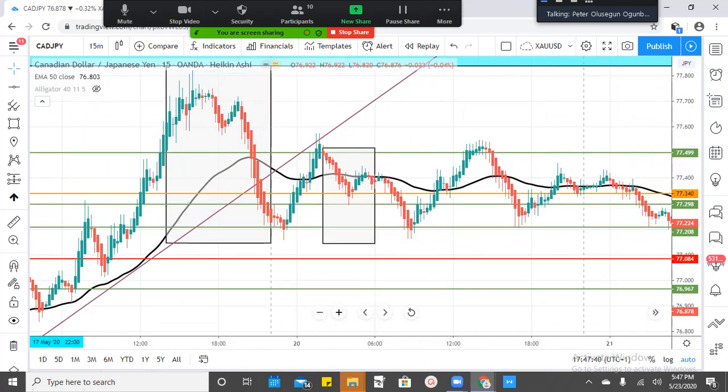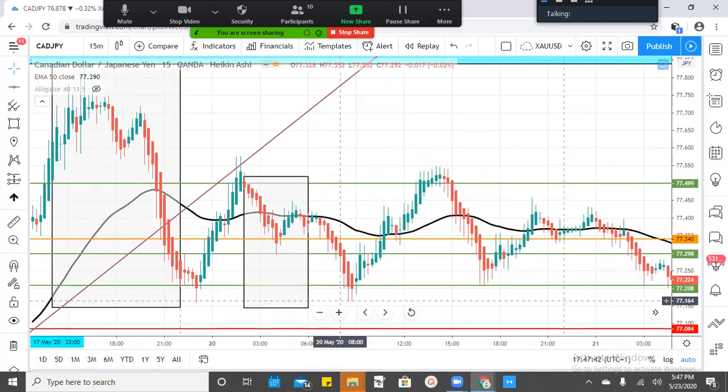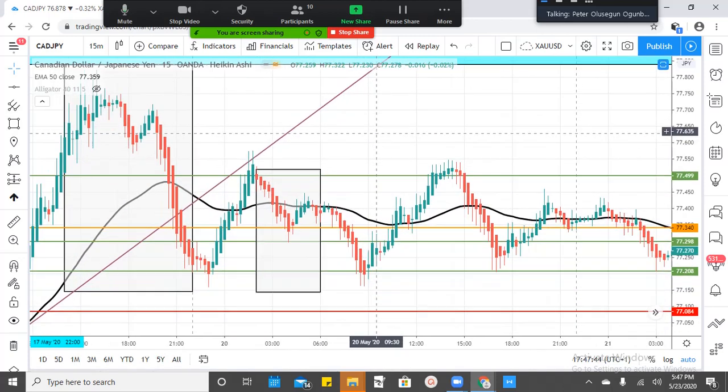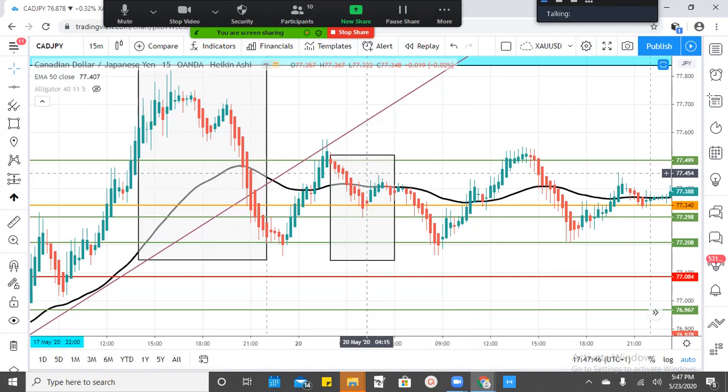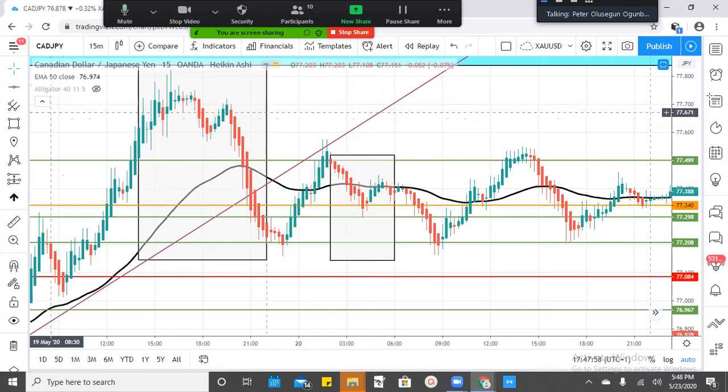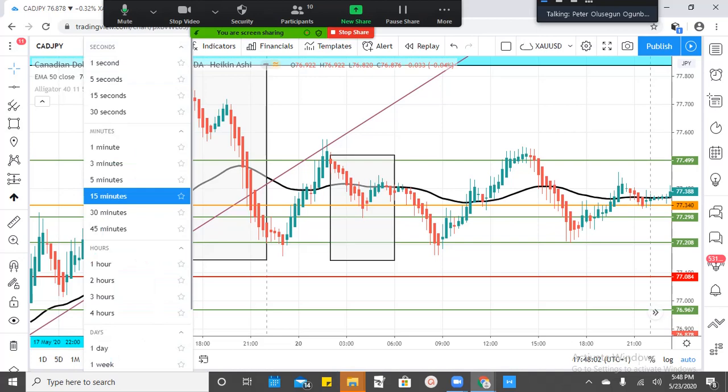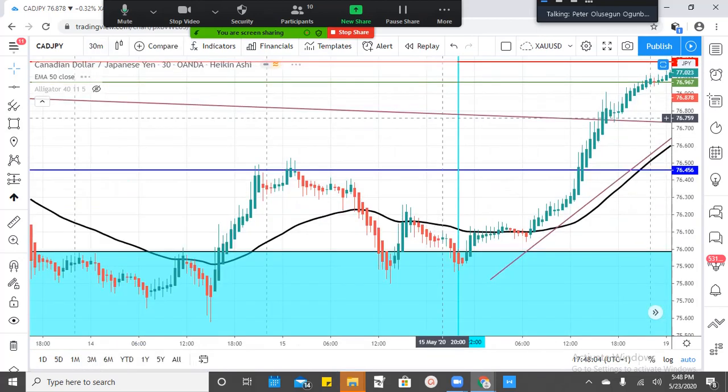Okay, because I want to see EMA 50 crossed below it. So now this is a 15-minute candle that has crossed below it, telling me I need to exit, and I want to exit here. Now if I want to confirm with the 30 minutes candle, which is fair enough for me to just get out.